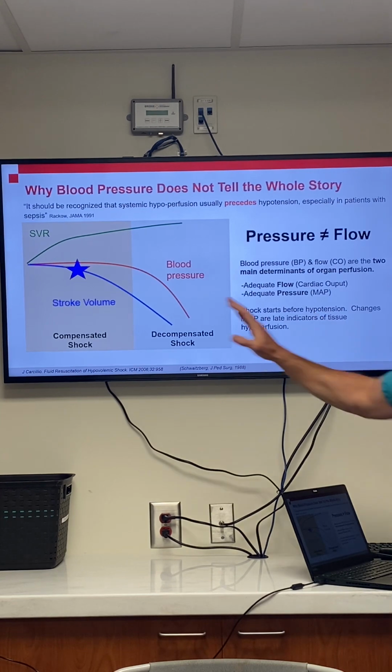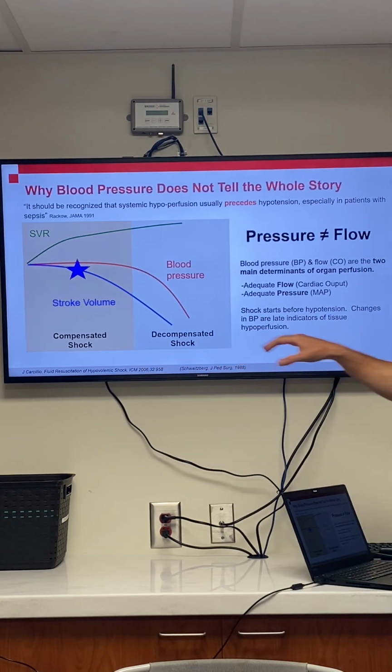And we can go into compensated versus decompensated shock. We want to talk a little bit about that on the next slide. But the main thing here is what we talked about. If my patient becomes hypotensive and they're on vaso or levo, I can increase that levo to give them a MAP of whatever I want, 85, 100. But at that point, are we really perfusing those distal extremities or your kidneys?